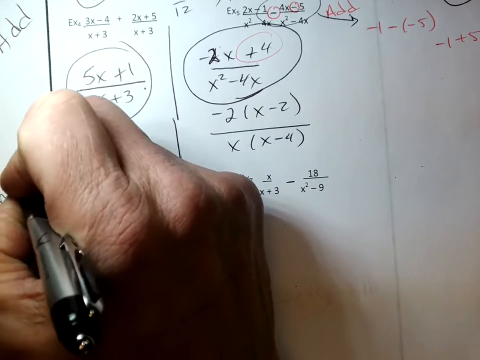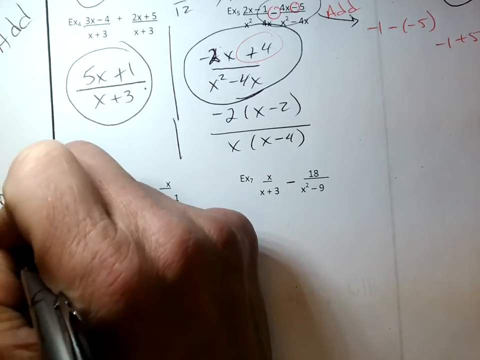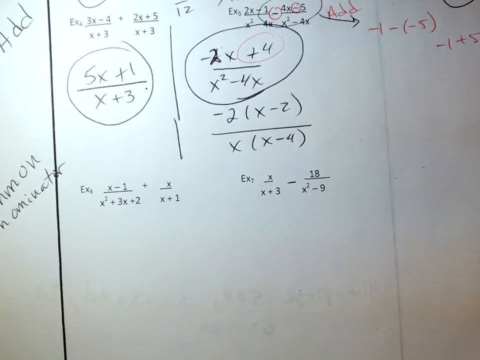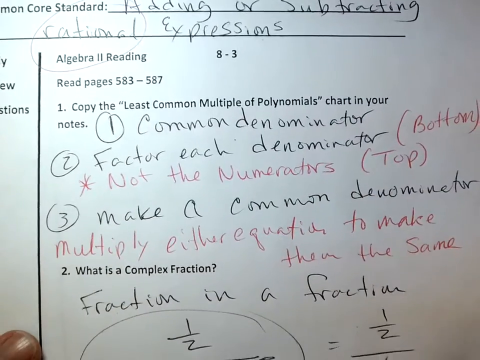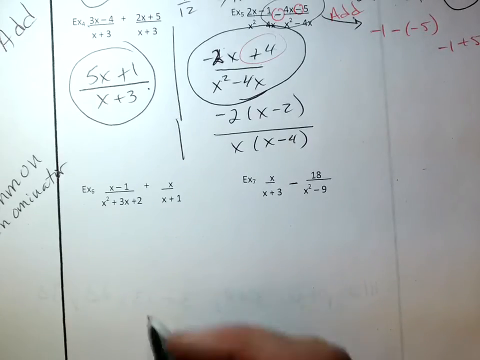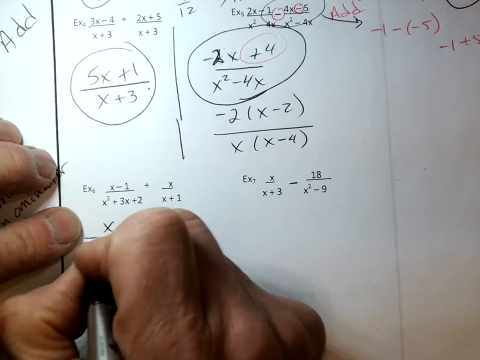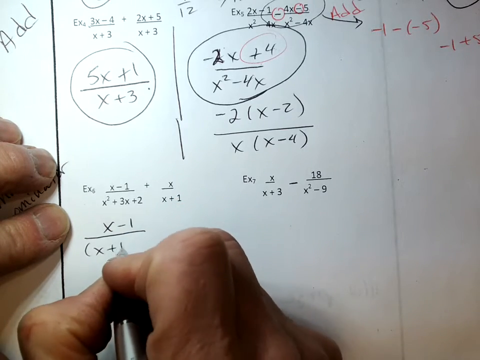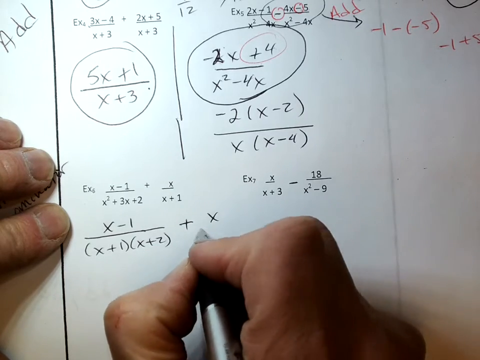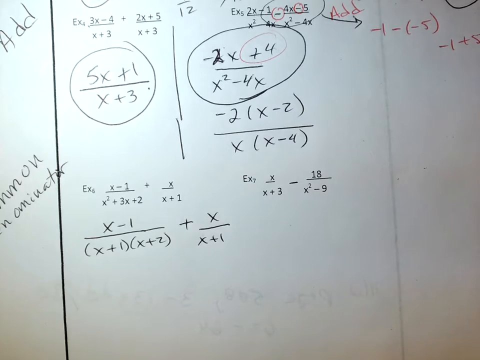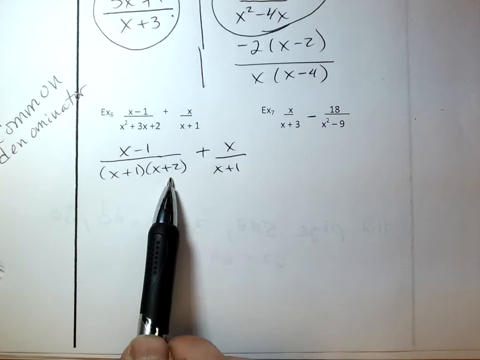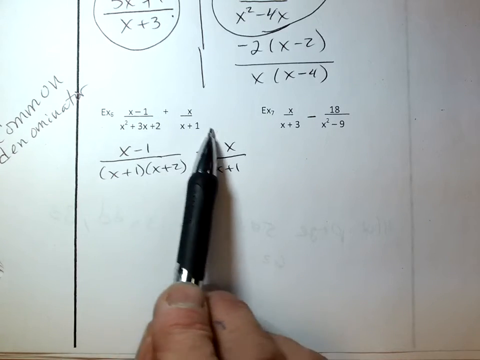Common denominator. Here comes the fun one. If we go back to our reading, it said factor each denominator, but not the top. So factor the bottom, not the top. So let's go x minus 1 over x plus 1, x plus 2. So I'm just going to factor the denominators. This will factor into x plus 1, x plus 2, multiples of 2 that add to 3. This obviously can't be factored.